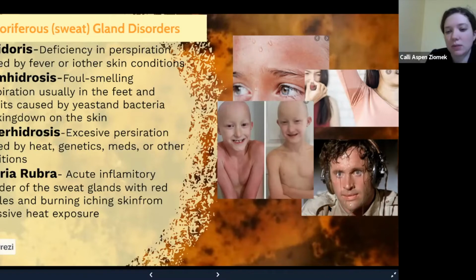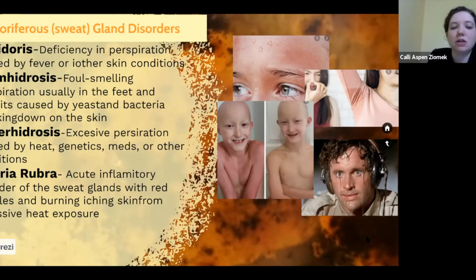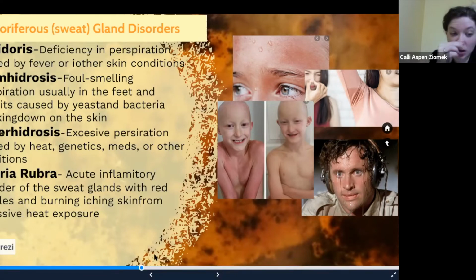Then you have hyperhidrosis. This is an excessive perspiration caused by heat, genetics, meds, or other conditions. So that's my little image down there. It's not actually as extreme as that, but basically you sweat an excessive amount for little to no reason. And it's caused by heat, genetics, meds, or other conditions.